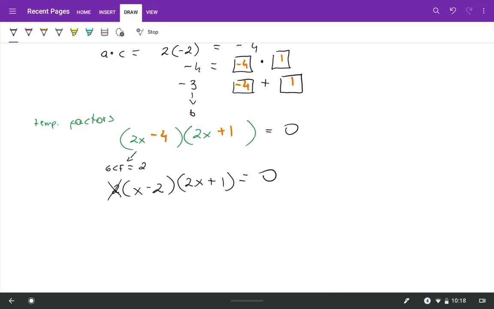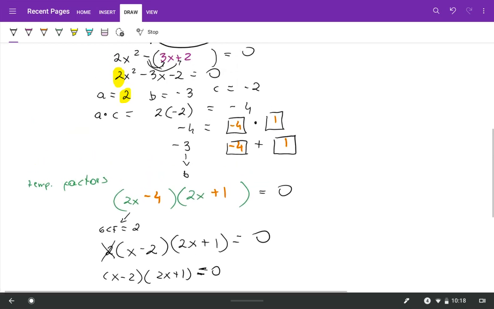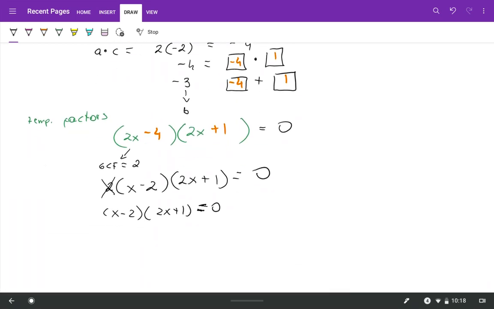So now those are the correct factors: x minus 2 times 2x plus 1 equals 0. If you want to check, you can check. If you FOIL that, you will end up with our quadratic equation. Now, when we have two factors, we're using the zero product property, which means solve each parenthesis for 0, make each parenthesis equal 0.